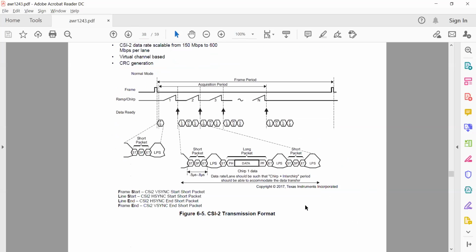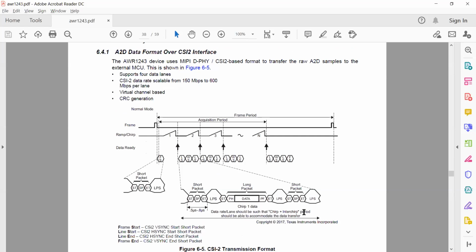Most of the real-time applications are using this format, sir. Recently many applications are using this. Tell me the name of that format. CSI2 transmission format. Which resources are there that we can use to get more information about this interfacing? If you understand the packet format, that will be very useful.